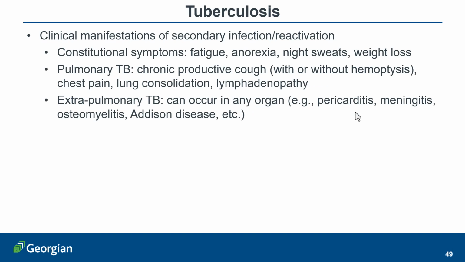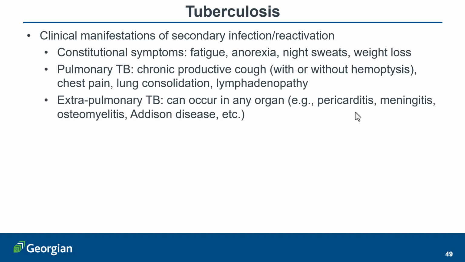What are the clinical manifestations of tuberculosis, whether a primary or secondary infection or reactivation? Well, they are constitutional symptoms. That's why tuberculosis used to be called consumption, because it literally consumes you from the inside out. So the constitutional symptoms include severe fatigue, anorexia, night sweats, and yes, weight loss, whereby it consumes you. But we most associate tuberculosis with the pulmonary manifestations. That includes a chronic productive cough with or without hemoptysis, or coughing up blood, chest pain, lung consolidation, and usually painless lymphadenopathy. But tuberculosis actually can spread through many other organ systems and not just the lungs.